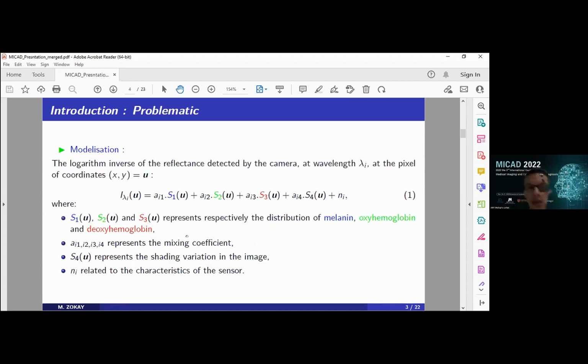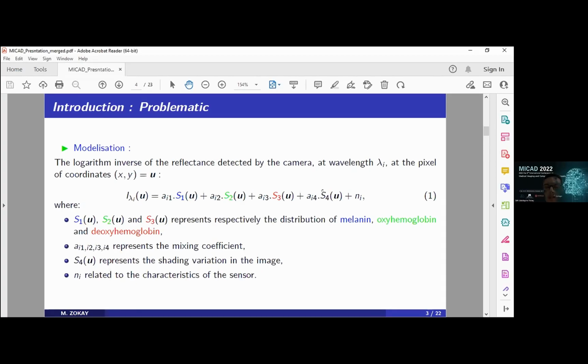Based on some physical laws, we can write the logarithm inverse of the reflectance detected by the camera at wavelength lambda, for the pixel of coordinate u, as a linear combination of the three main chromophores, which are melanin, oxyhemoglobin, and deoxyhemoglobin, which we note respectively S1, S2, and S3, plus the shading, which we note here S4, and which represents the variation of the geometry of the skin and also the variation of the incident light, plus a term which we note here E, and which is related to the characteristic of the sensor.